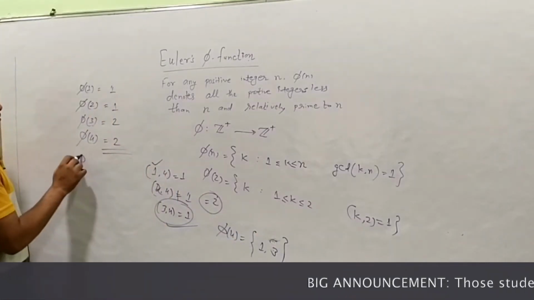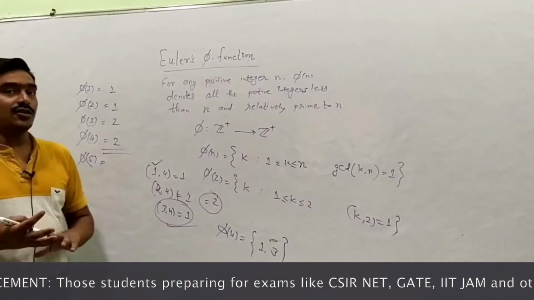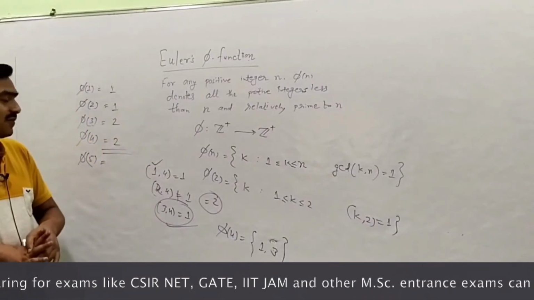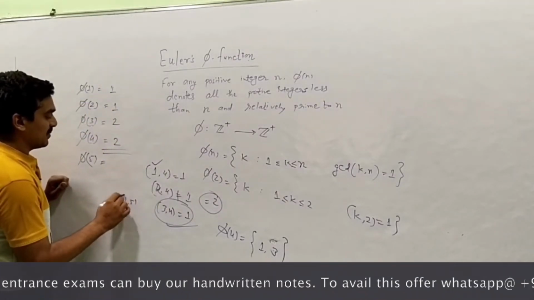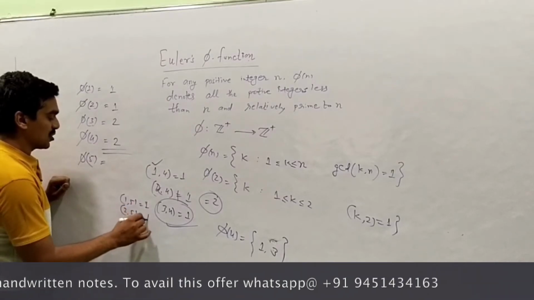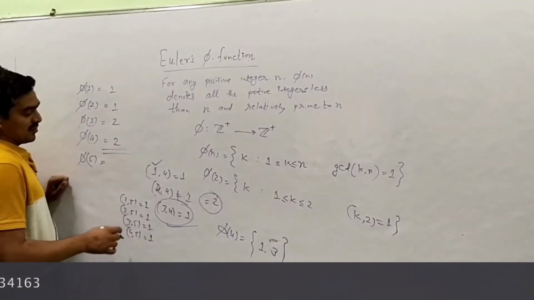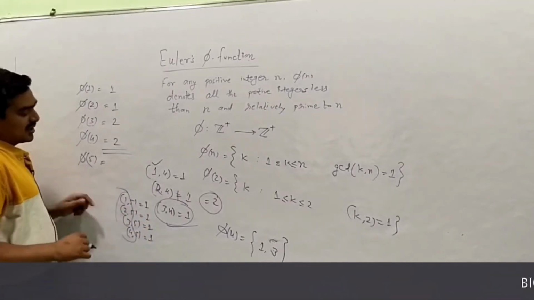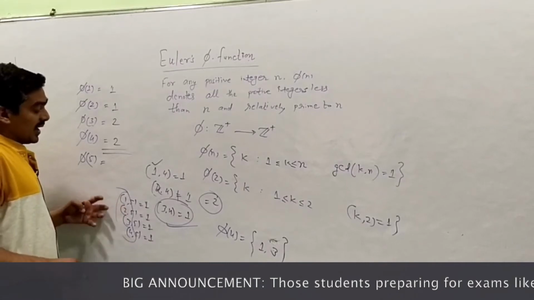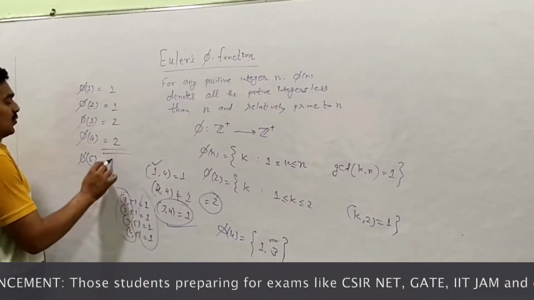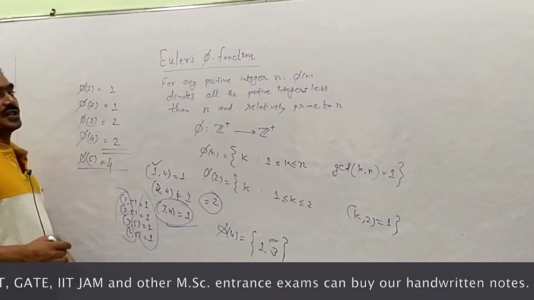Now phi 5. How many integers are less than or equal to 5 and relatively prime to 5? GCD of 1 and 5 is 1, GCD of 2 and 5 is also 1, GCD of 3 and 5 is also 1, GCD of 4 and 5 is also 1. So there are 4 integers, 1, 2, 3, 4, which are less than 5 and relatively prime to 5. The total number of integers is 4.